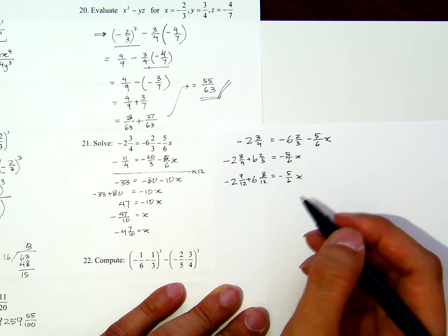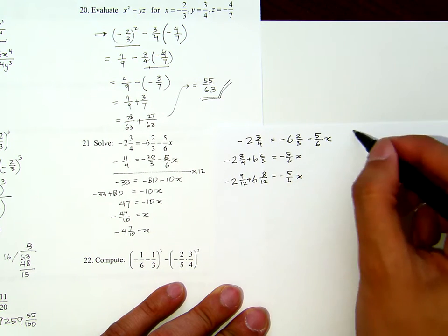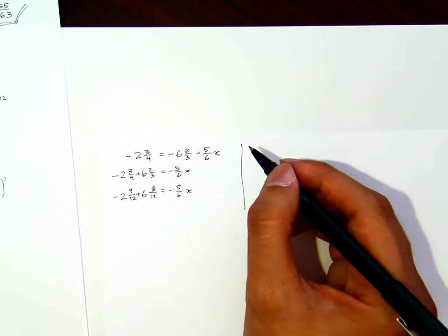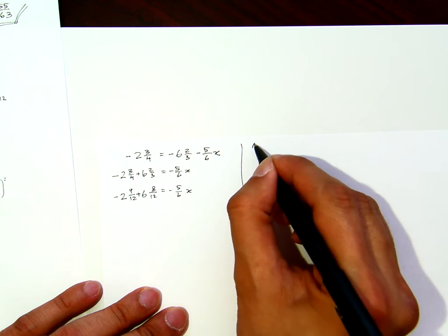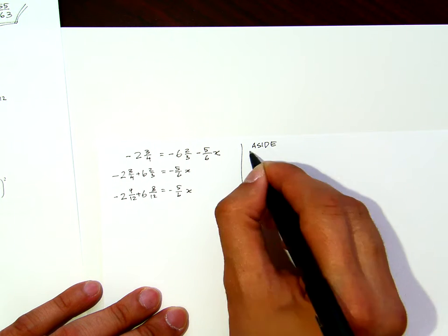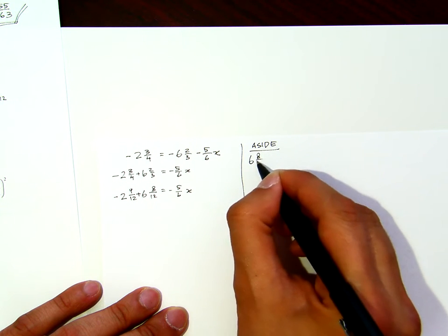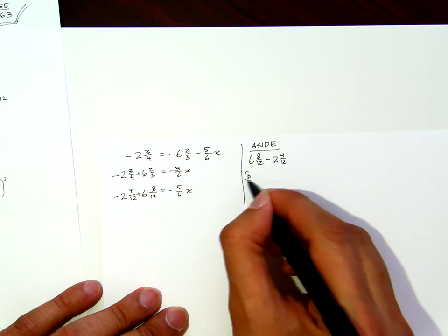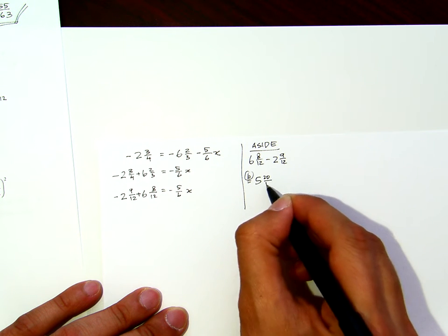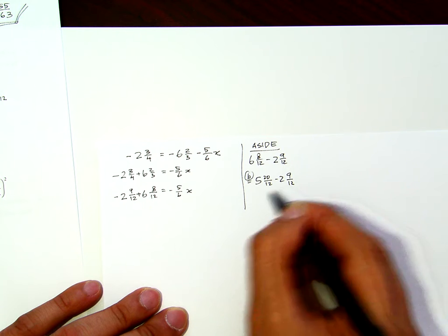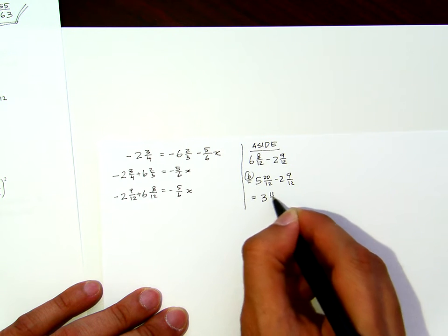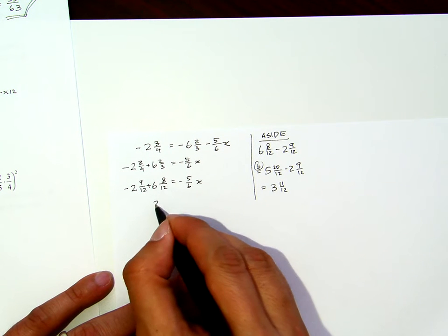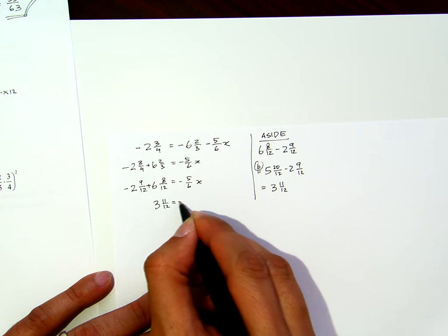Negative 2 plus 6, then the answer will be positive, right? And then to do that, let me move this aside first. To do that, I need to subtract. Let me do this aside. To subtract 6 8 over 12 minus 2 9 over 12, I need to do borrowing here. 5 20 over 12 minus 2 9 over 12. That's 3 11 over 12. So this will be 3 11 over 12 equals negative 5 over 6x.